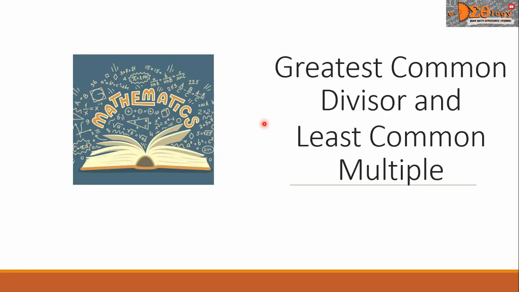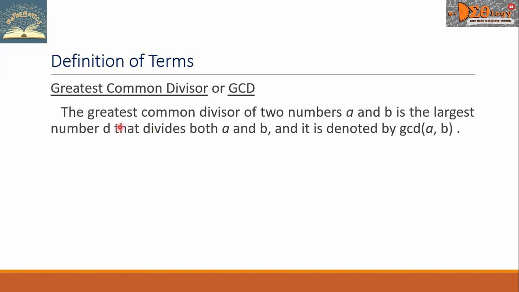Hi everyone. Today we're going to study greatest common divisor and least common multiple. Let us define some terms, starting with greatest common divisor, or GCD for short. The greatest common divisor of two numbers, A and B, is the largest number, D, that divides both A and B, and it is denoted by GCD(A, B).